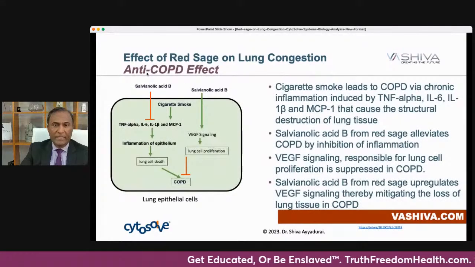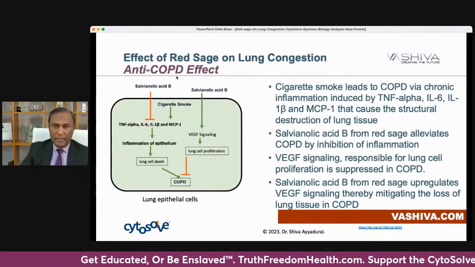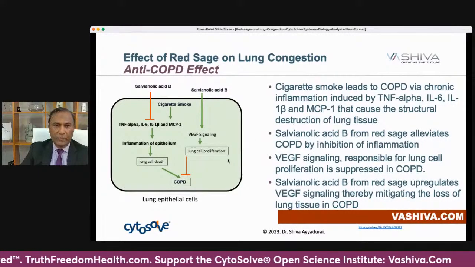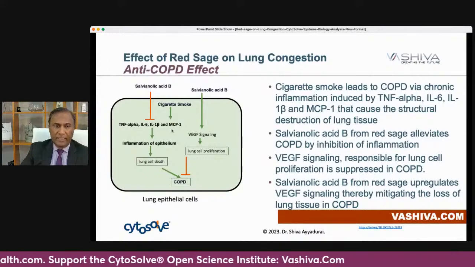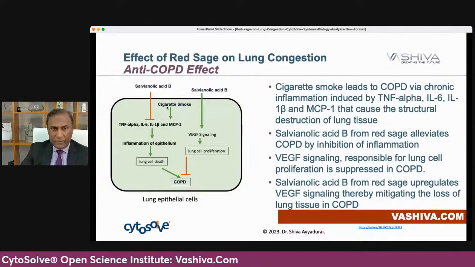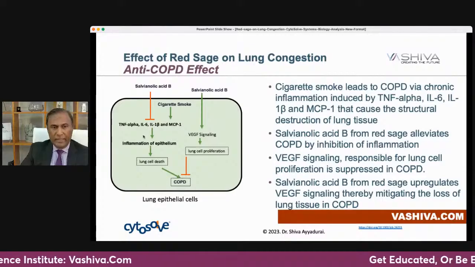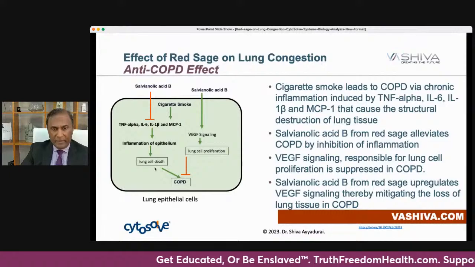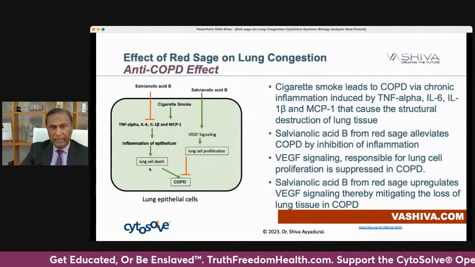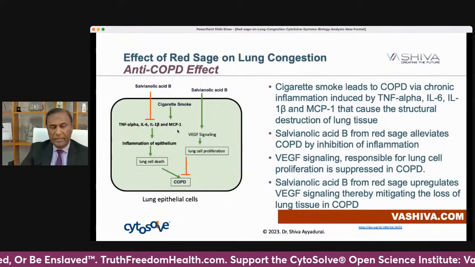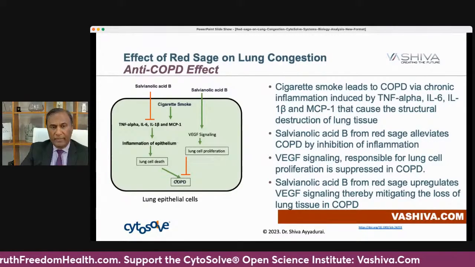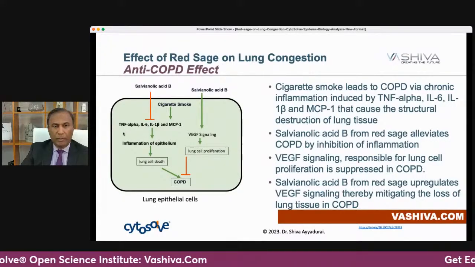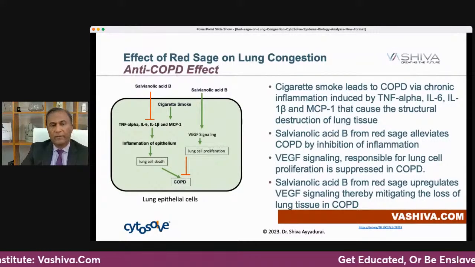And then finally, anti-COPD. People who smoke have COPD, right? Now, cigarette smoking leads to COPD via chronic inflammation induced by TNF-alpha, IL-6, IL-1 beta, and MCP-1. So cigarette smoke, right here you can see, leads to these four cytokines, which leads to inflammation of the epithelium, which leads to the cell death of your lungs, which leads to COPD. So cigarette smoking, this is what it does. It leads to these four cytokines being upregulated, the inflammation of the epithelium, and then you get lung cell death and you get COPD. Okay, salvianolic acid, boom, blocks all of those four cytokines.